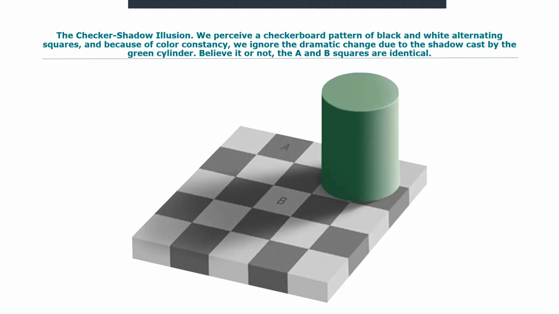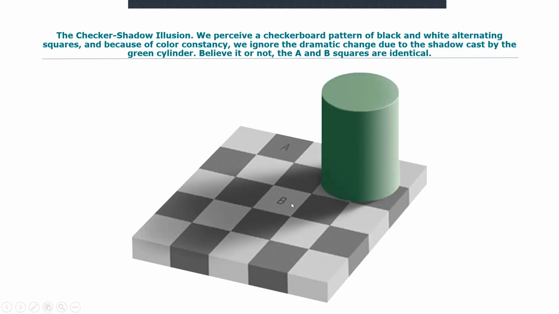Okay, this one's interesting. I just like it. It's the checker shadow illusion. We perceive a checkerboard pattern of black and white alternating squares, and because of color constancy, we ignore the dramatic change due to the shadow cast by the green cylinder. Believe it or not, A and B squares are identical.